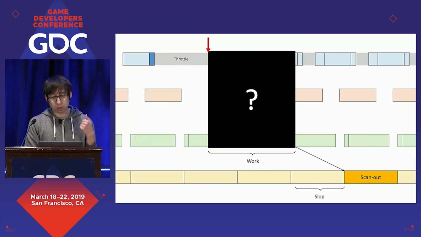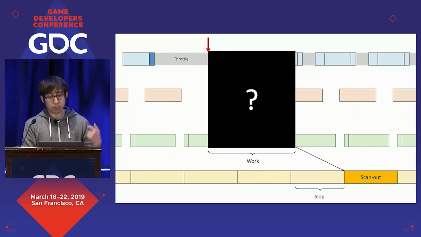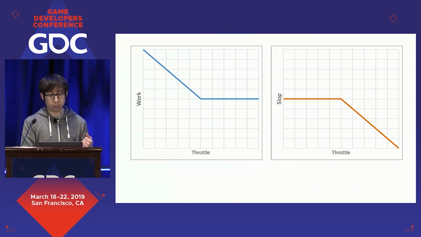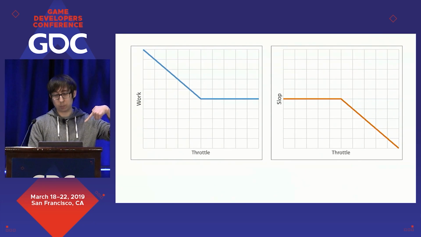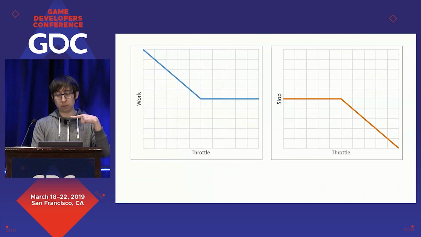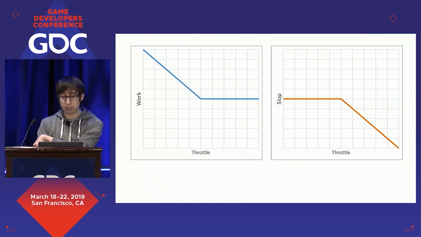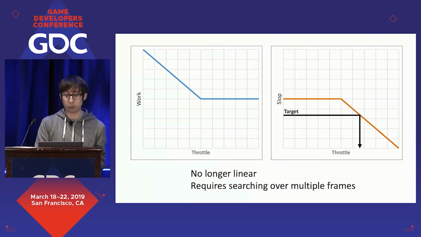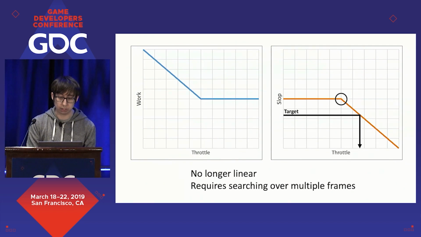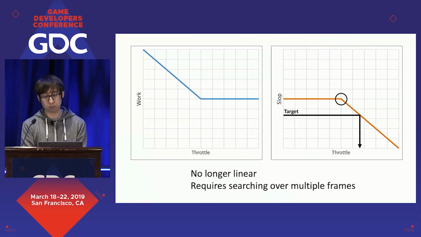The problem is that throttling is no longer predictable. Some initial throttling squeezes work, but doesn't affect slop. So as you increase the throttle, work decreases for a little while, but then flattens out, and slop stays flat for a little while and then decreases. And so you lose the linear relationship between throttling and slop that makes it so simple to calculate the proper throttle for a given slop target. And that's because you don't know where this corner lives up front. Instead, you have to search the throttle space to find the correct throttle amount.